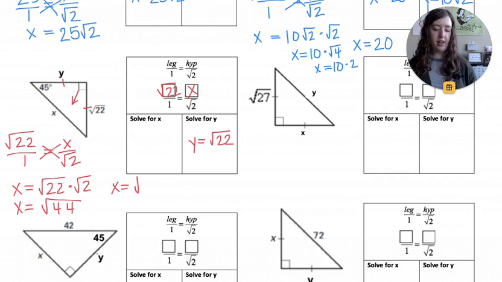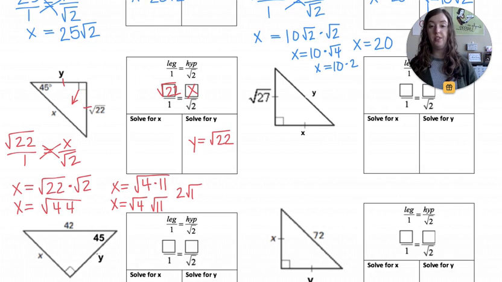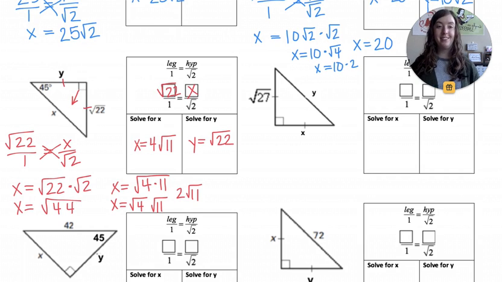What perfect square goes into 44? 4, right? It's 4 times 11. So then we can break that up into separate square roots. The square root of 4 is 2, and then I just have the square root of 11 at the end. So x equals 2 square root 11. Go ahead and try that next one on your own.